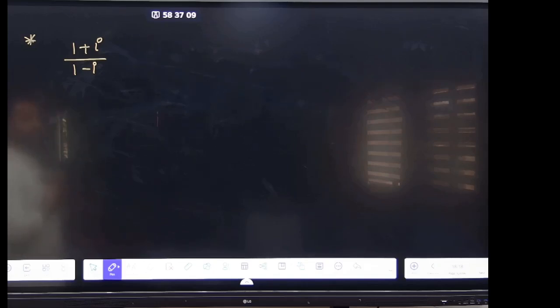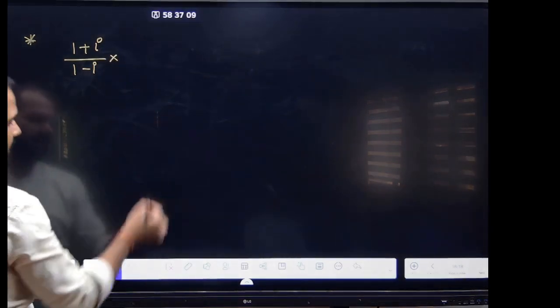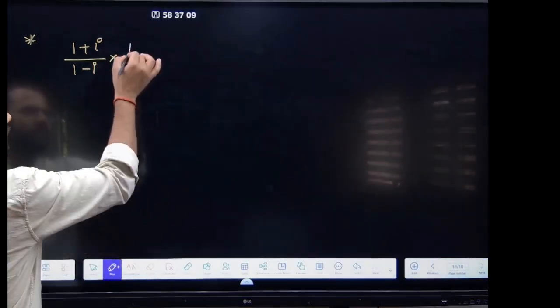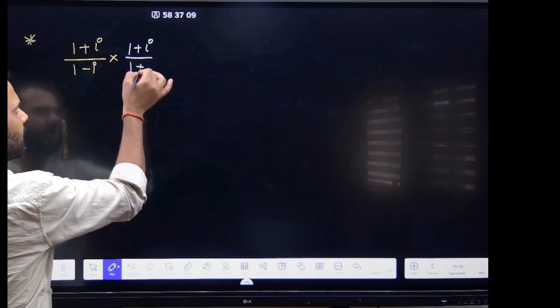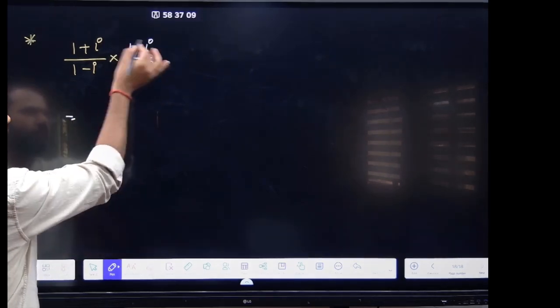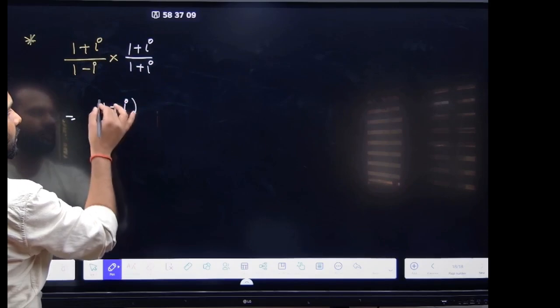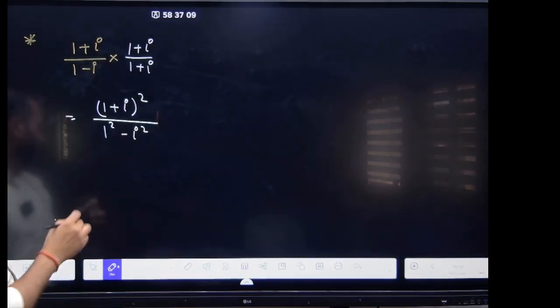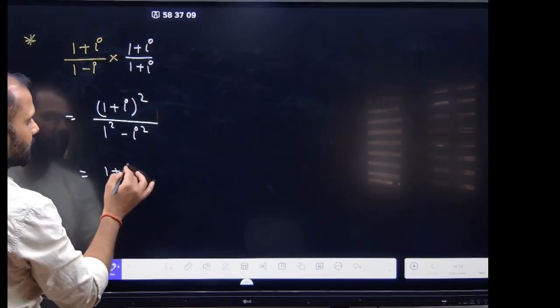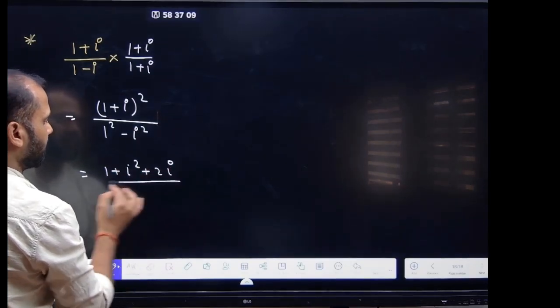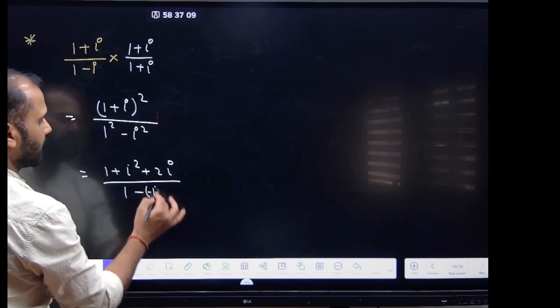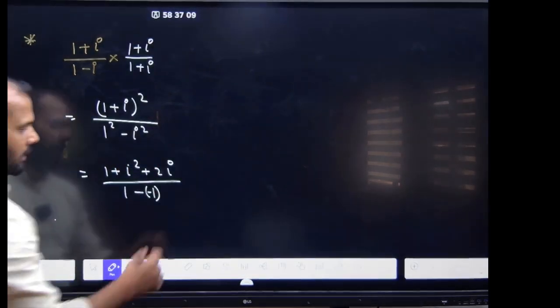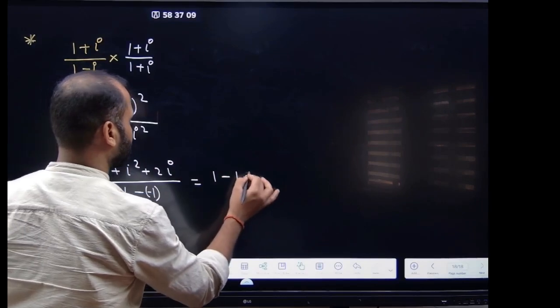Just see, whenever you have this type of expression, 1 plus iota divided by 1 minus iota, what you should do, always you multiply and divide with the conjugate of the denominator. What is the conjugate? 1 plus iota divided by 1 plus iota. So, what will be the numerator? 1 plus iota the whole square, and denominator will be 1 square minus iota square. If you expand it, what you will get? 1 square plus iota square plus 2 iota, divided by 1 minus 1, iota square is minus 1.